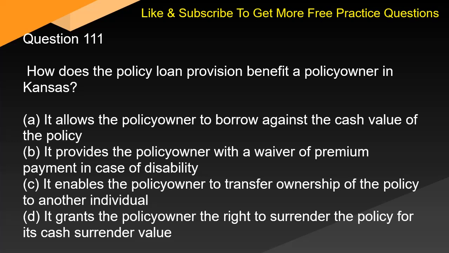A. It allows the policy owner to borrow against the cash value of the policy. B. It provides the policy owner with a waiver of premium payment in case of disability. C. It enables the policy owner to transfer ownership of the policy to another individual. D. It grants the policy owner the right to surrender the policy for its cash surrender value.